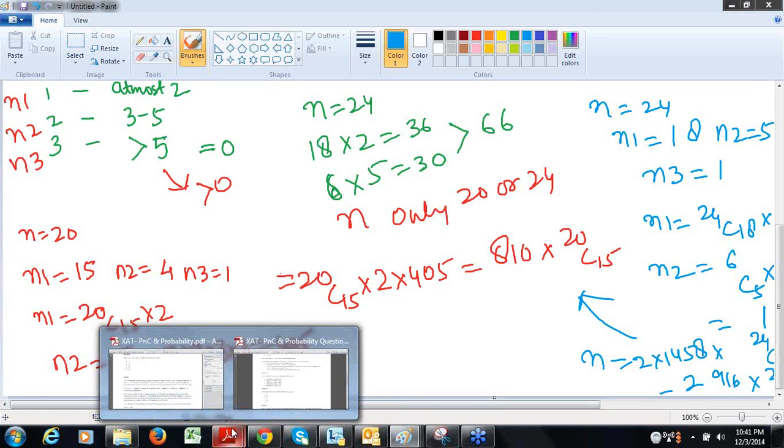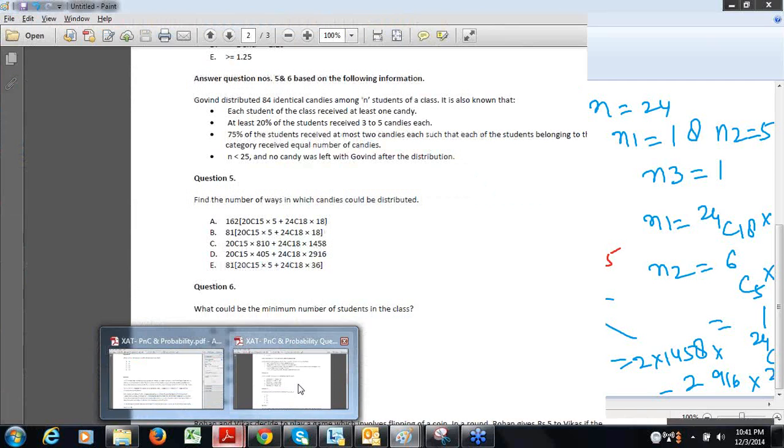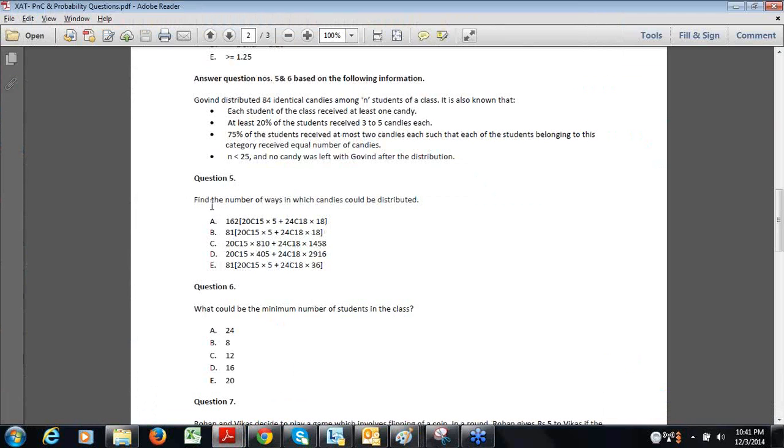So question number 5 says the number of ways in which candies need to be distributed. So option A, what should be the minimum number of students in the class? We have 24 and 20, so 20 is the minimum number of students.